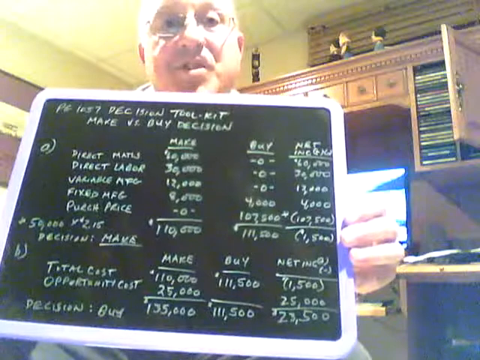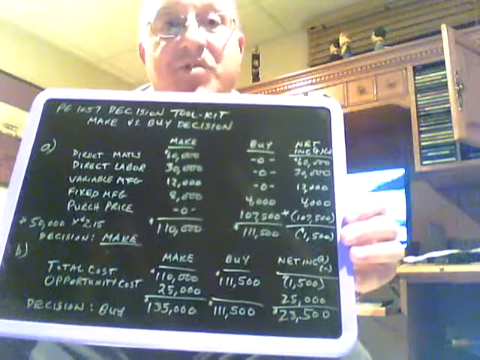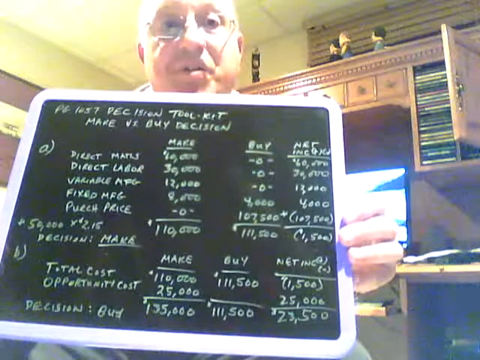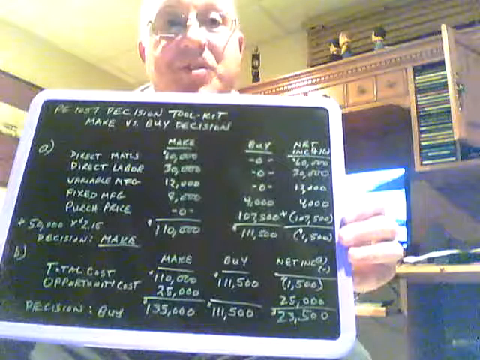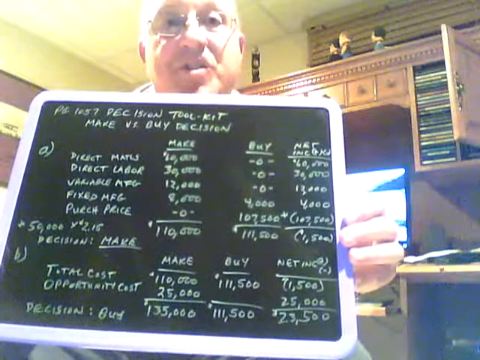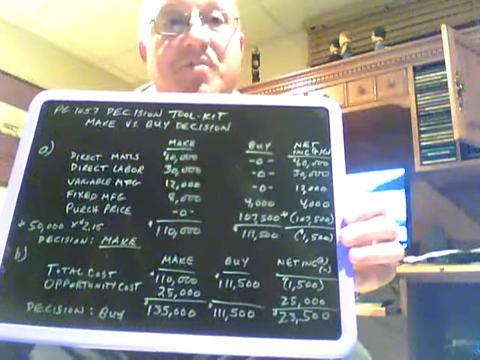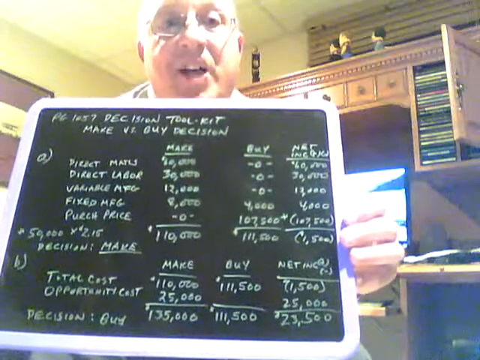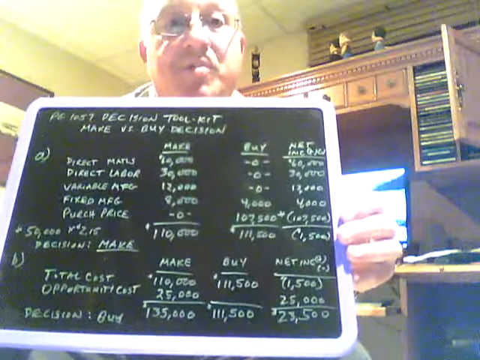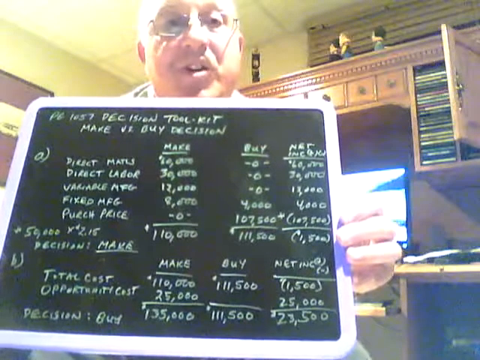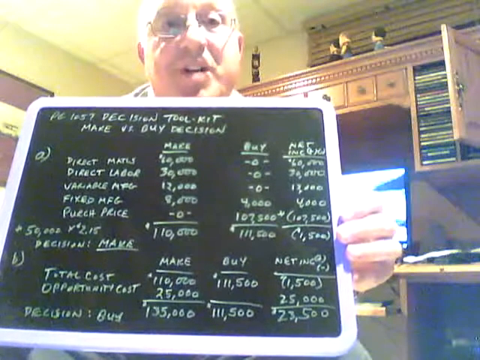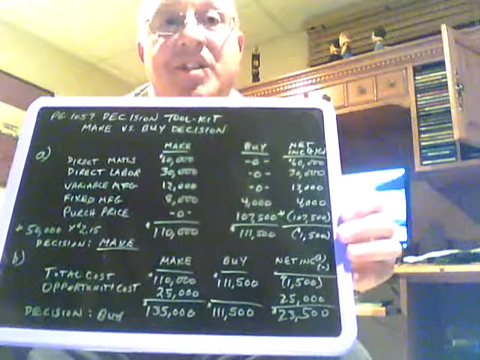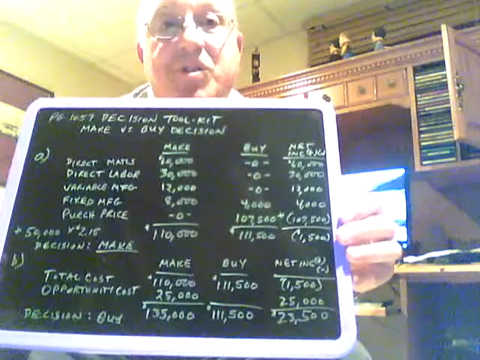The buy situation, on the other hand, remains unchanged from the calculation that we did in Part A, that is $111,500, the $107,500 purchase price plus that $4,000 of fixed manufacturing that we have to sustain. Now, when we add those figures together and compare them, the make scenario is going to cost us $135,000 in total with that opportunity cost, whereas the buy situation will only cost $111,500 as it did before.